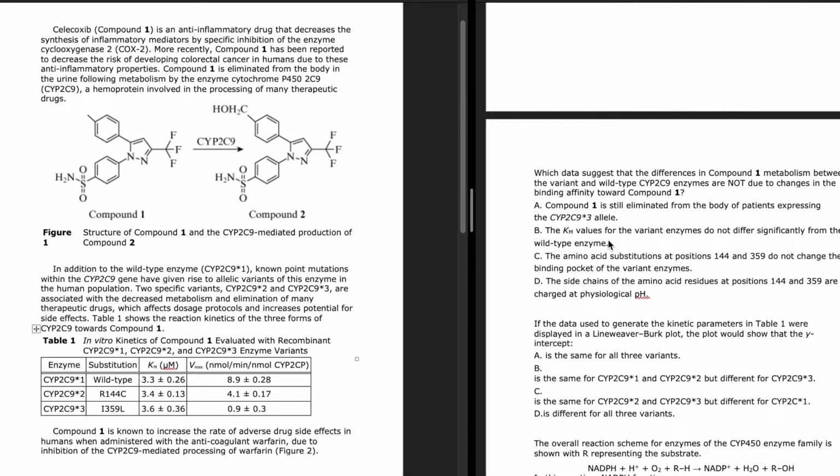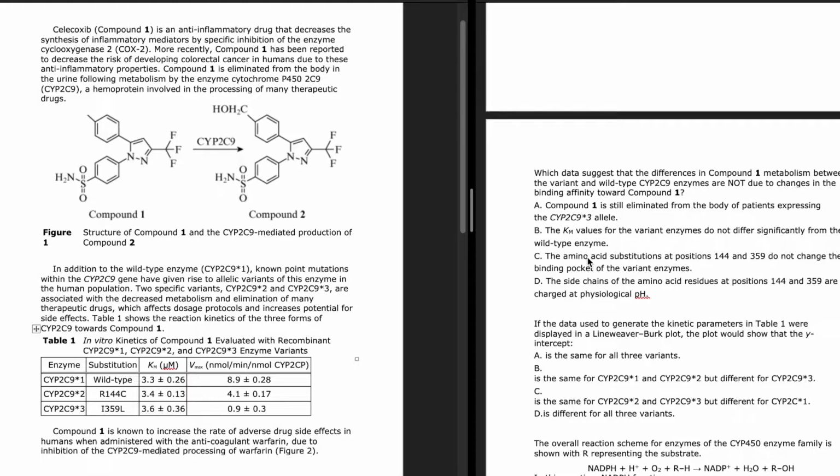Compound 1 is still eliminated from the body of patients expressing the CYP2C9 star 3 allele. That doesn't have anything to do with binding affinity, so I'm going to probably say maybe not. B, the Km values for the variant enzymes do not differ significantly from the wild type enzyme. So that seems like exactly what table 1 is showing us. So I'm going to put a strong maybe for B.